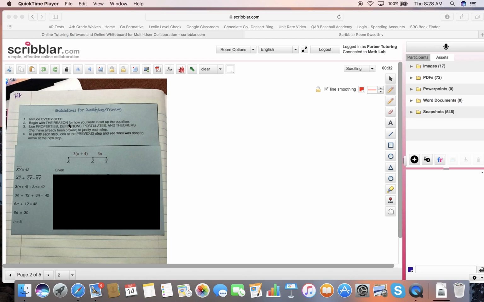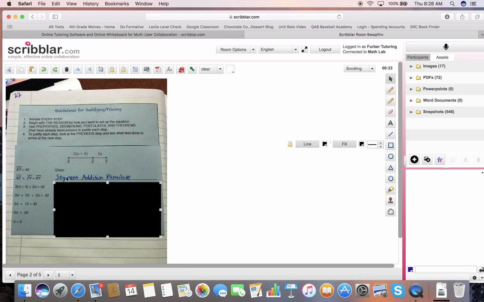Okay? Well, I'm going to begin with why I'm setting it up that way. What am I trying to do? Well, I'm trying to solve for n. But when I set up my equation, I'm going to be using the segment addition postulate. So my very first thing is my setup. What is it that I'm going to be doing when I get ready to solve this? Why am I going to add these two together and set it equal to 42? Well, because that is the idea behind the segment addition postulate. So you always begin with the reason for how you want to set up the equation.